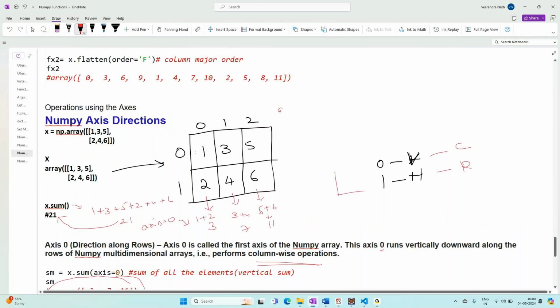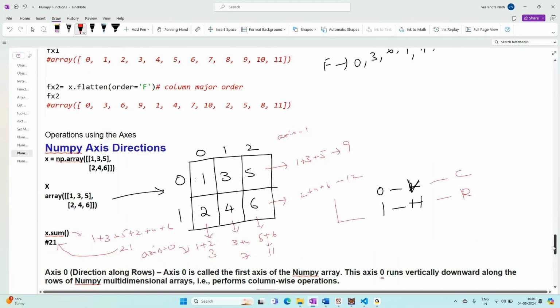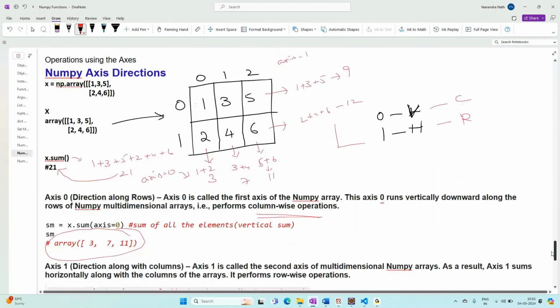So if you are saying axis 1, what will it do? It will do 1 plus 3 plus 5. 1 plus 3 plus 5, how much? 9. Okay. So 2 plus 4 plus 6, how much? 12. Okay. So like this, you can look at the numpy axis direction.